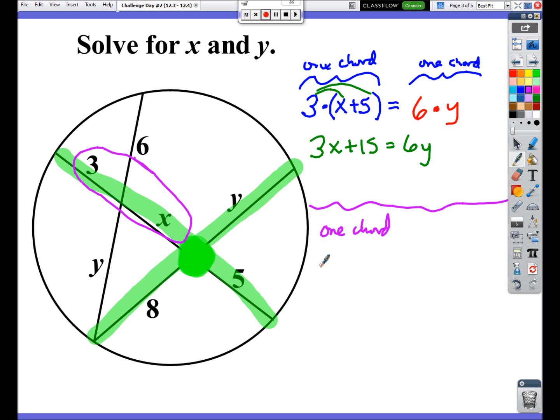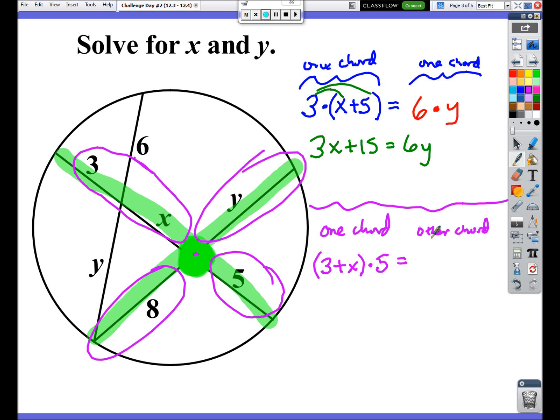intersection point. So we've got the quantity 3 plus x, or x plus 3, times the other inside part on the other side of the point of intersection, the 5, and that's going to be equal to, and then we can look at the other chord, and it's going to be the 8 and then times the y. So nothing special there, just 8 times y. Now in this case we get to distribute the 5, and we'll get 15 plus 5x equals 8y. But again, I can't solve for x and y with just that one equation.